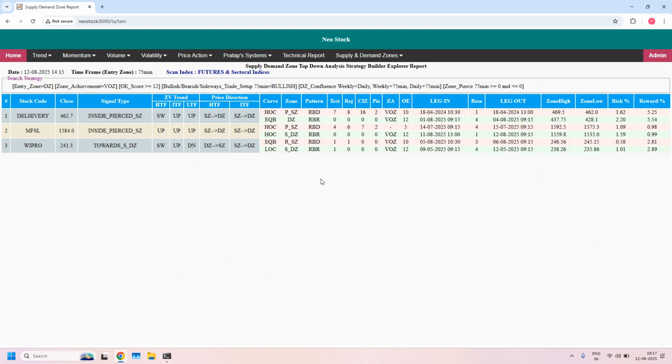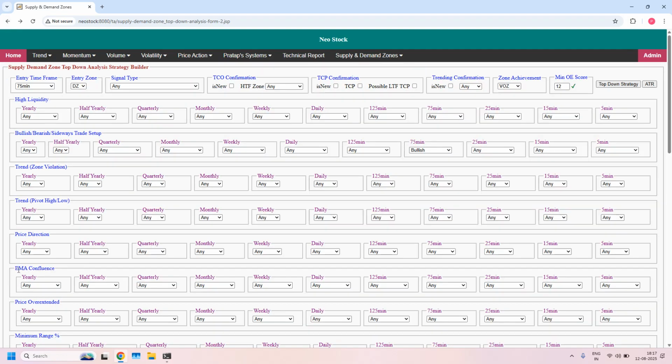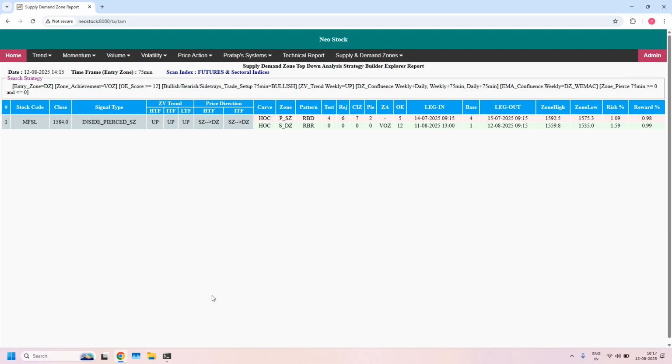In these 3 stocks, these 75 minutes demand zones overlapped with the daily demand zone, both together again overlapped with the weekly demand zone. And the weekly trend is up in only one stock. Let's verify if this stock is having any weekly EMA confluence. Weekly demand zone with weekly EMA and also trend on the weekly should not be sideways. It should be uptrend because it is bullish trade setup. So that one stock is filtered.